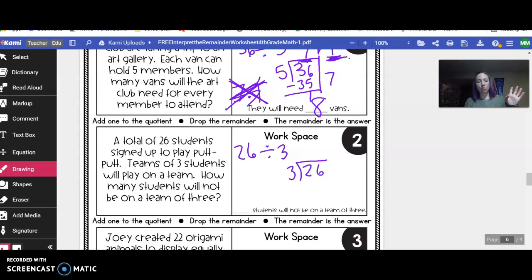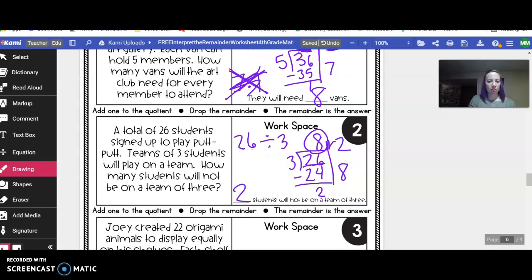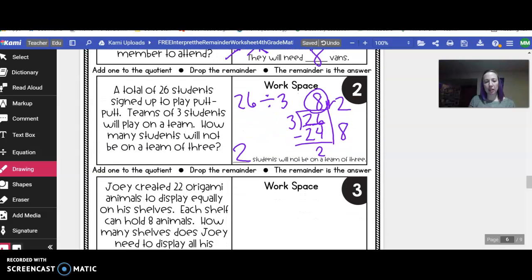I can say, okay, 3, 6, 9, 12, 15, 18, 21, 24, 27. 27 is too many. So 8 groups, which is 24. So my answer is 8 remainder 2. So if we're thinking about how many students won't be on a team? Well, this was 26 students. We were splitting up into groups. I could make 8 full groups, which means that 2 students will not be on a team of 3. Because in this case, the remainder was my answer.